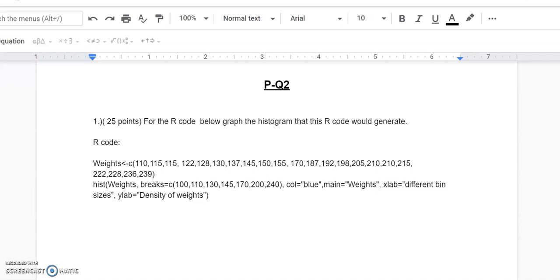Okay, so let's do practice quiz 2, number 1. It says for the R code below, graph the histogram that this R code would generate. So you need to graph it by hand. So here's the R code. So we're given this weights vector, and we have to do a histogram of the weights with these breaks and these other features. So let's make a table.